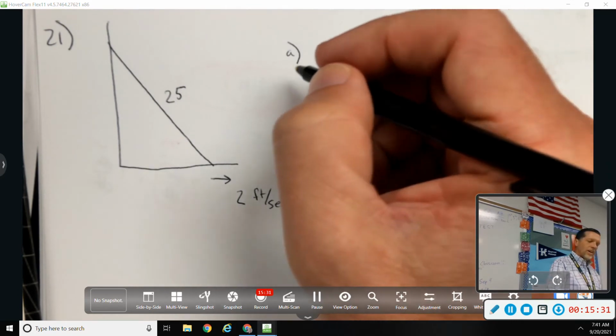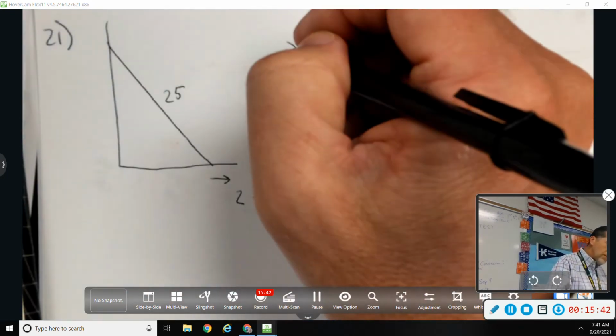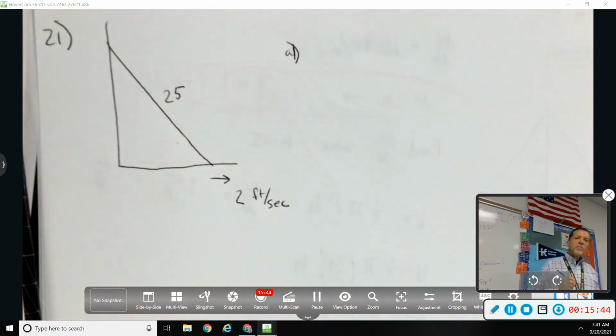Oh, I don't like question A because it's really 3 questions in one, right? So it's not really A, B, and C. It's like A1, A2, A3, and then B and C. Let's do one of the A's, and then we'll do B and C. Because if you can do one of the A's, you just plug in different numbers for the other two.